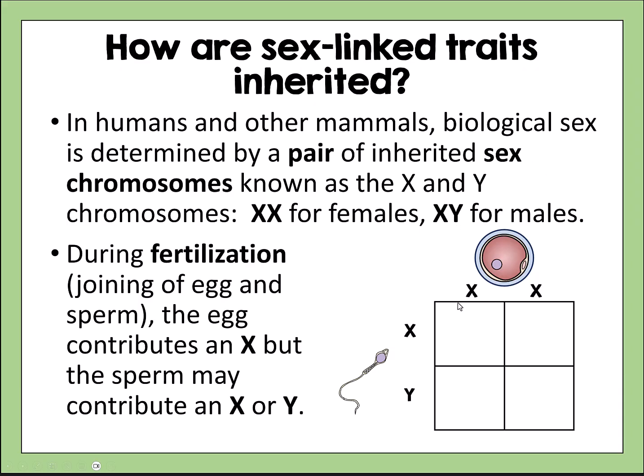So the egg cell is donating X, and the sperm cell is donating X and Y, and these are going to segregate independently just like other genes can. And then we'll have half offspring that have XX genotypes and half offspring that have XY genotypes.